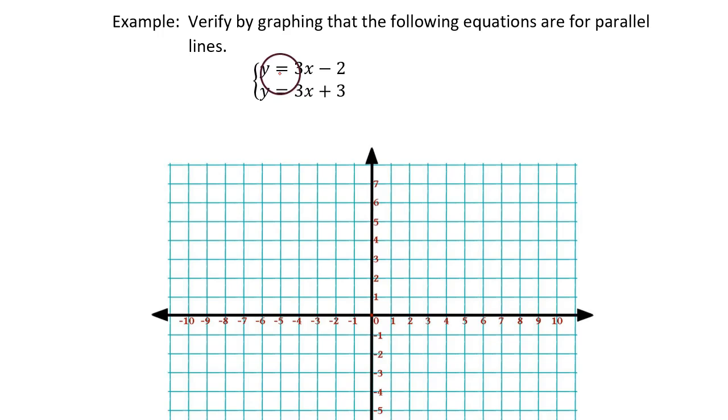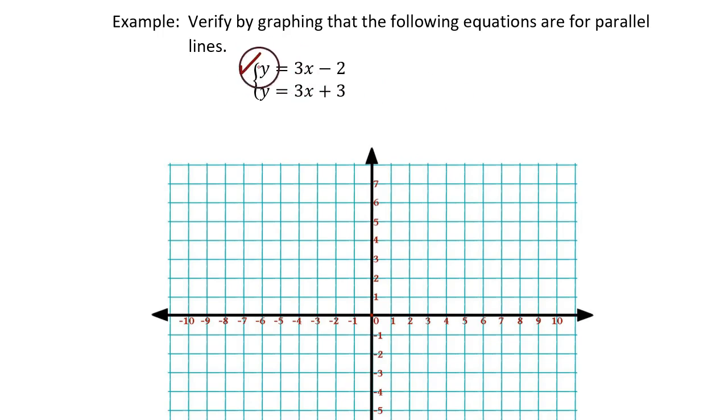Both of the equations are in slope-intercept form. I know that because I see the letter y alone. After the equals, I see the x term, and after the x term, I see the y-intercept. It's the constant number. I notice that these have the same slopes. I'm expecting parallel lines. Let's graph these equations.